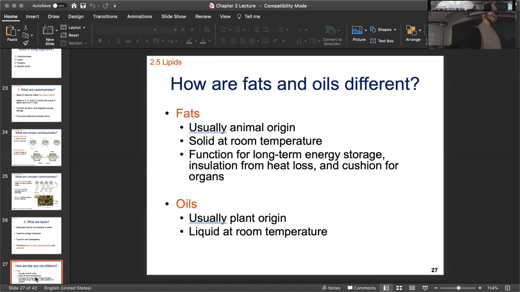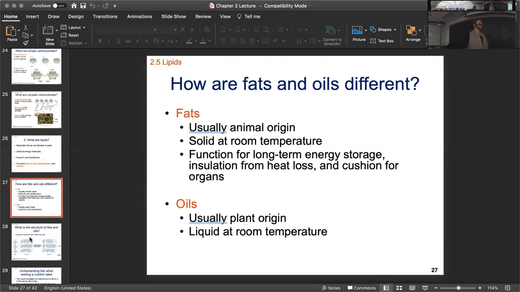Your oils are usually of plant origin, and they're liquid at room temperature. Think of your vegetable oil, your olive oil, your coconut oil, things that you may use to cook with. That's the difference between fats and oils. One is room temperature solid, and one is room temperature liquid, and they differ in where they come from and what they're used for. You also have oils in your skin, but that's a little bit different.